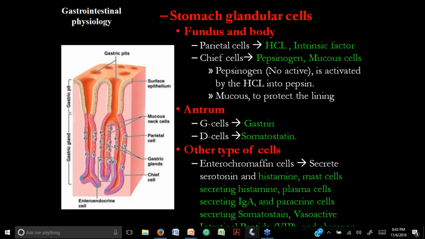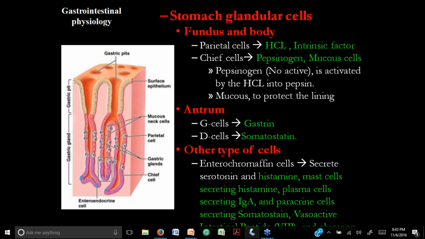But in the GI tract, we have H2. These H2 receptors are going to release histamine that is actually going to combine with gastrin, and this gastrin at the same time together they are going to stimulate the parietal cells to produce chlorhydric acid.